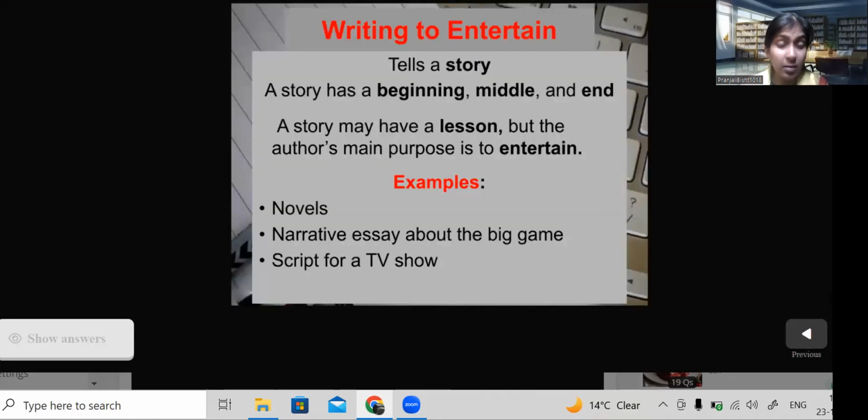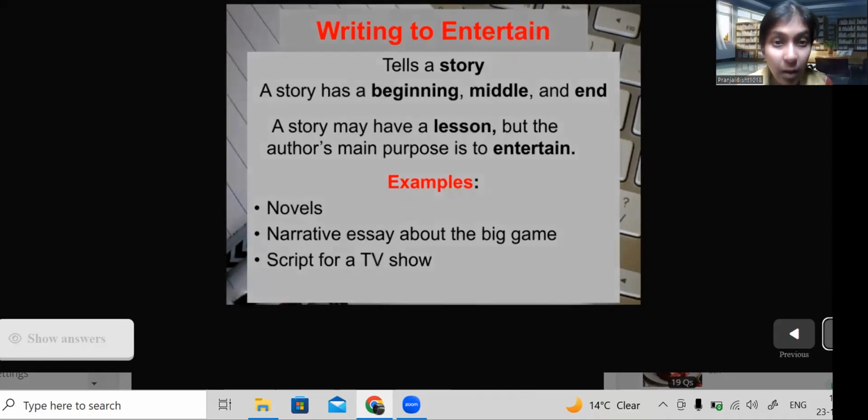Writing to entertain. It tells a story. A story has a beginning, middle, and end. A story may have a lesson, but the author's main purpose is to entertain. We all know that a story has three parts. In the beginning part, we have the introduction. In the middle part, we have the body, the details. And in the end part, we have the conclusion, be it a lesson or anything, but the author's main purpose is to entertain the reader. Examples: novels, a narrative essay about the big game, a script for a TV show, and many others.